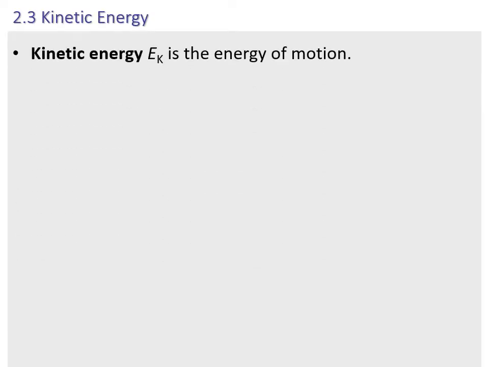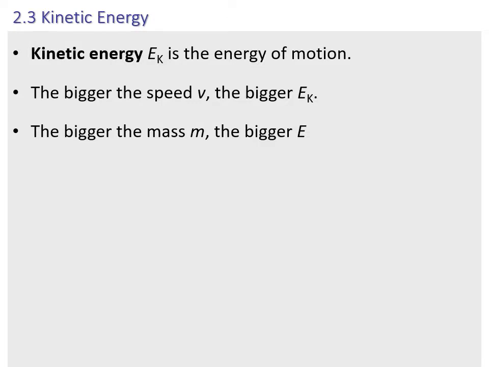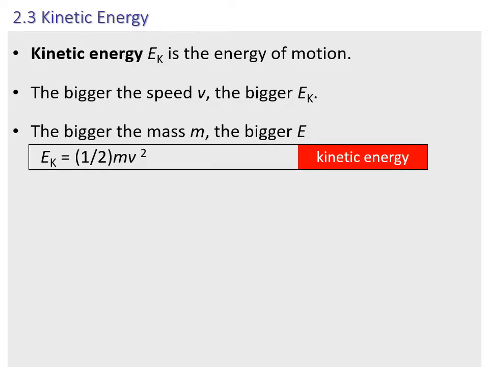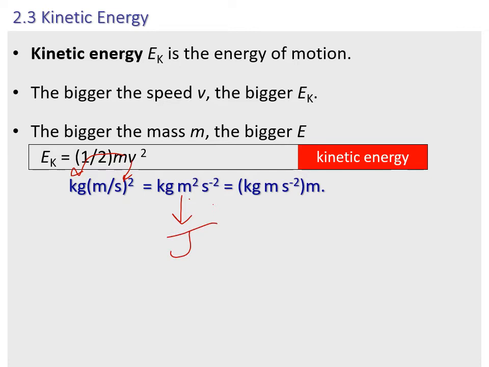Kinetic energy, in this case, we're just talking about translational kinetic energy. This is the energy of motion. The bigger the speed v, the bigger the E sub k, the kinetic energy. The bigger the mass, the bigger the kinetic energy. So E sub k is 1/2 mv squared. And we can analyze these units. A kilogram times a meter per second, and you square that. So I've taken the mass unit and the speed unit. This becomes kilogram meter squared per second squared, which is another unit for a joule.